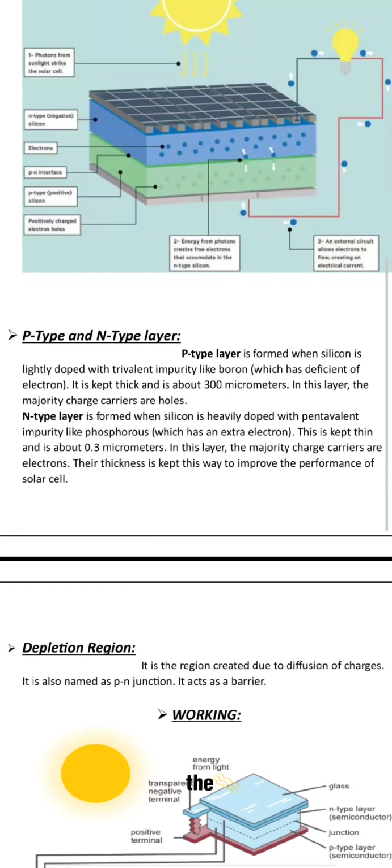And then comes the n-type layer. The n-type layer is also made of silicon, but with a pentavalent impurity, a chemical like phosphorus. It has an extra electron, and this layer is kept very thin, about 0.3 micrometers. The reason to keep it thin and to keep the p-type layer thick is that it helps to improve the performance of the solar cell.